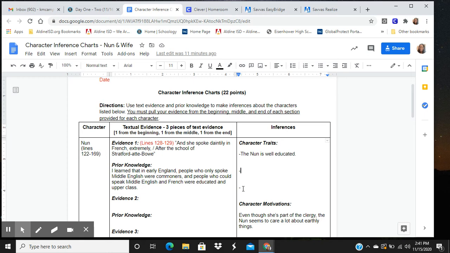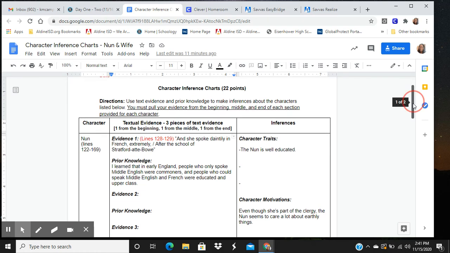As you can see, there's 2 more dashes here. So this first one was for evidence number 1. This one is for evidence number 2. This one is for evidence number 3. And you will complete those pretty much the same way that I did up here.